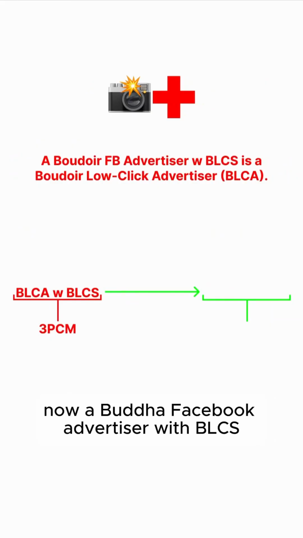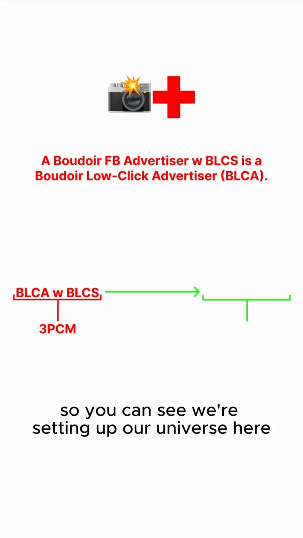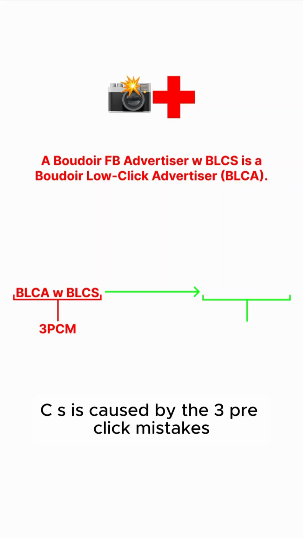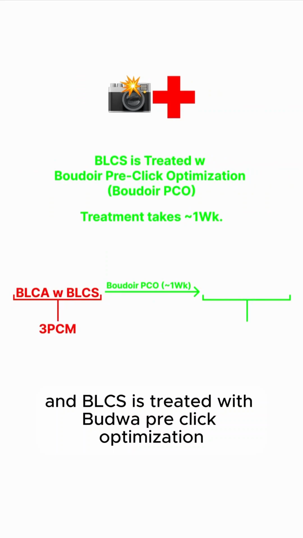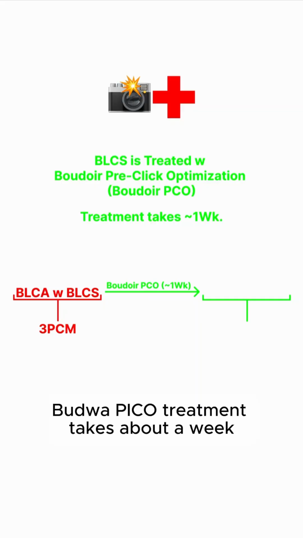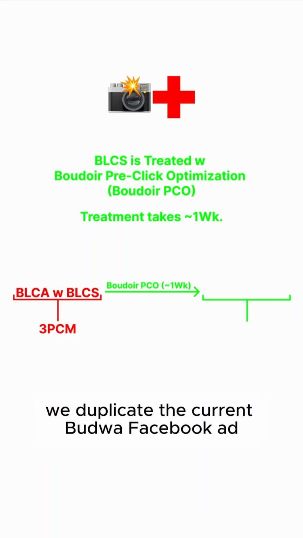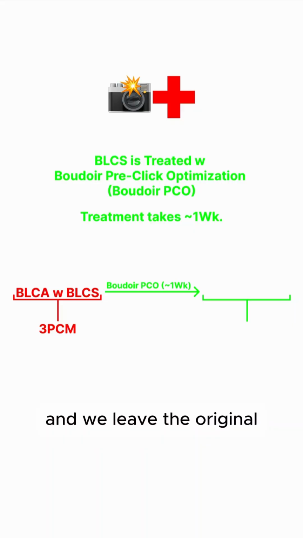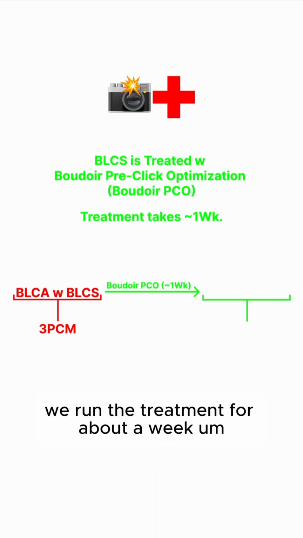Now, a Boudoir Facebook advertiser with BLCS is a Boudoir low-click advertiser, BLCA. So you can see we're setting up our universe here. A BLCA with BLCS is caused by the 3 pre-click mistakes. And BLCS is treated with Boudoir pre-click optimization, Boudoir Pico. Treatment takes about a week. We discovered this, we created this, you cannot get this anywhere else. The way the treatment works is we duplicate the current Boudoir Facebook ad, and we leave the original. We apply the treatment on the duplicated one, and run it for about a week.